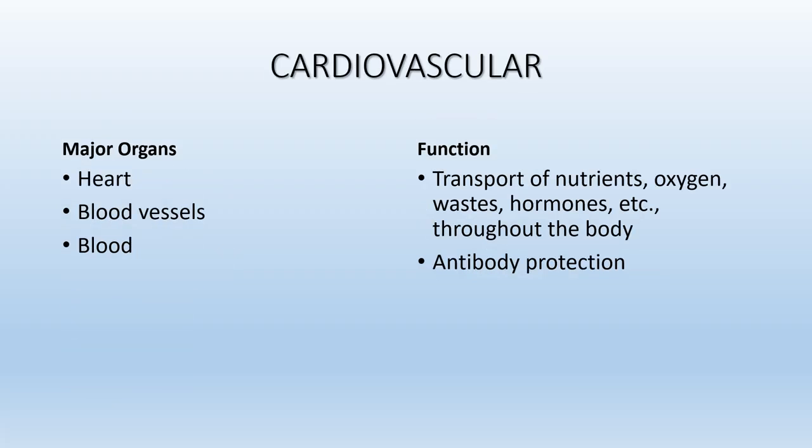The cardiovascular system, the major organs are the heart and the blood vessels, as well as the blood. The main function of this is as a transportation system. It's going to transport nutrients throughout the body, oxygen throughout the body. It's also going to be transferring waste products away from the cells to, like, the urinary system to get rid of those wastes. It helps to transport hormones throughout the body. It's also going to be involved with antibody production, which is involved with your immune system.